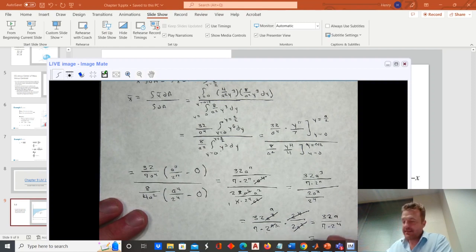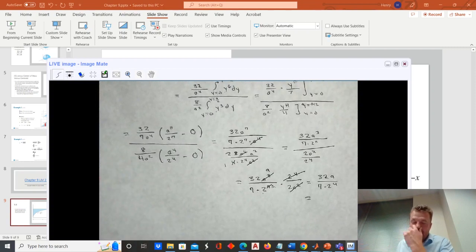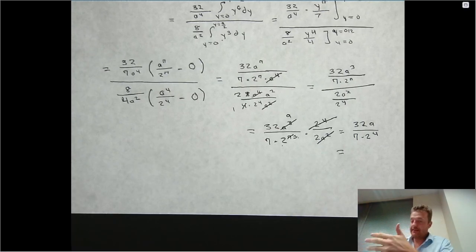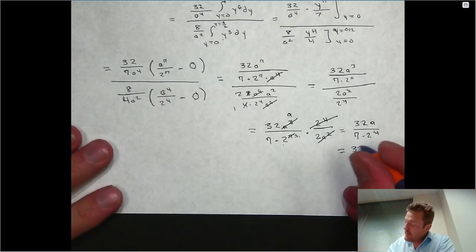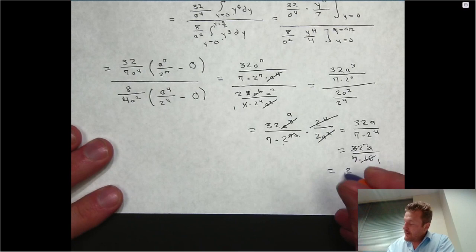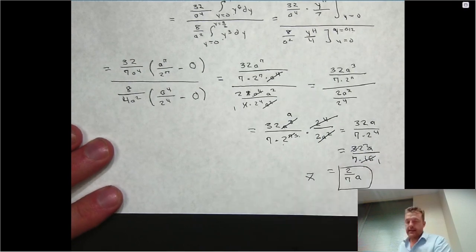And as we anticipated, and believe it or not, I still remember working problems like this from when I took the class a long time ago. They're just annoying. 2 to the fourth is 2, 4, 8, 16. So you can write that as 32a over 7 times 16, and then cancel the 16. And you basically get 2 sevenths a. That is the centroid in the x dimension.